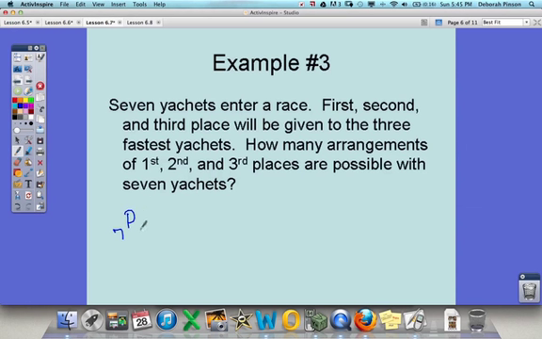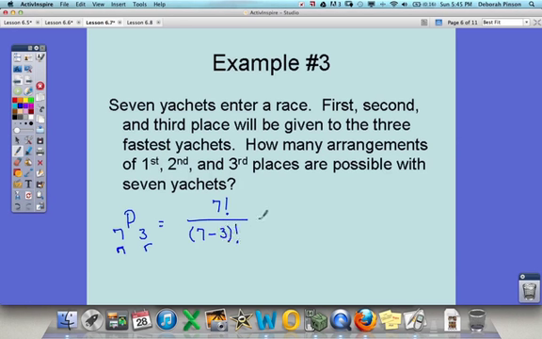So here is my setup, 7 yachts total. I'm going to choose 3 places, first, second, and third. Now that means in my formula, this is my N, and this is my R. So I'm going to plug into the formula. So N factorial over N minus R factorial.